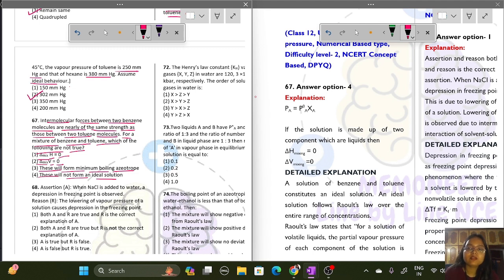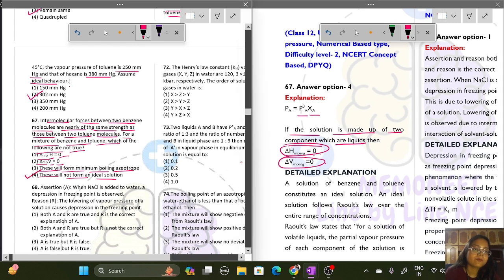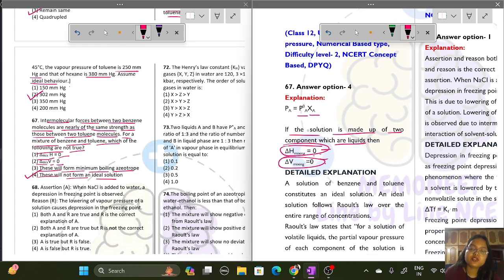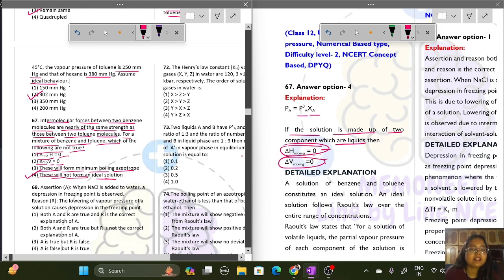So P is equal to P naught A XA. If the solution is made up of two components which are liquid, then delta mixing H equals 0 and delta mixing V equals 0. Okay, so which is not true? Option number 4. If these two conditions are followed, only then will it form an ideal solution. But in this case, these two are not followed, which means that this will not form an ideal solution. Option number 4 is the correct option.